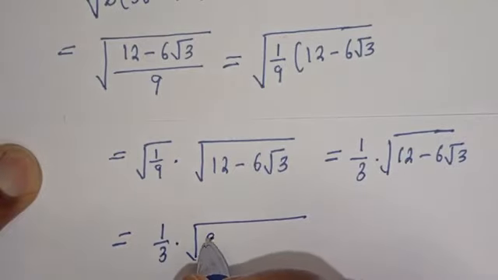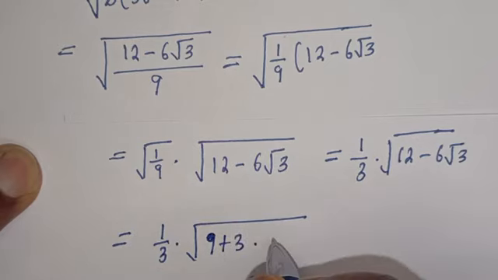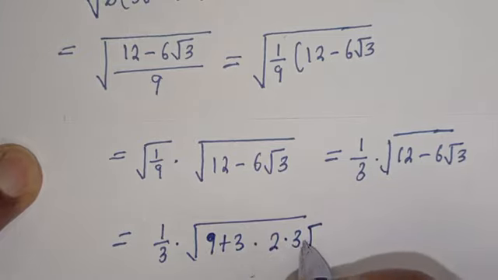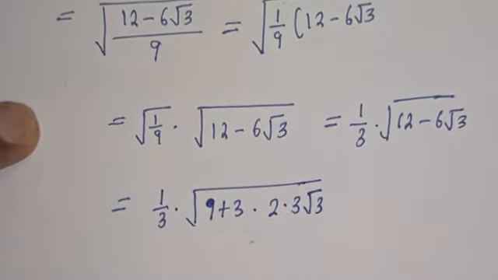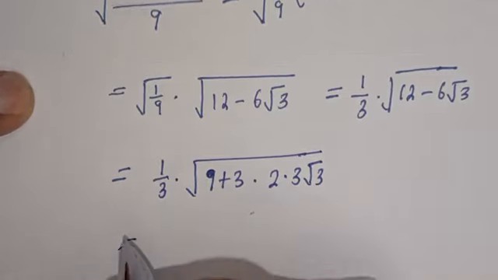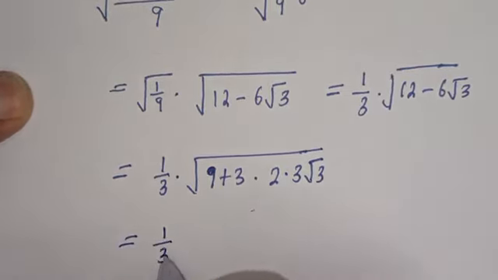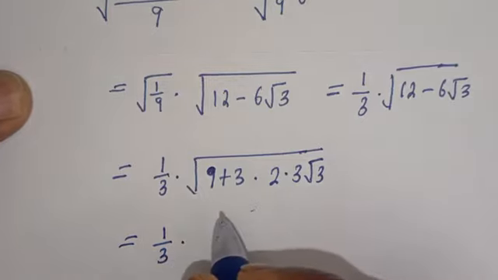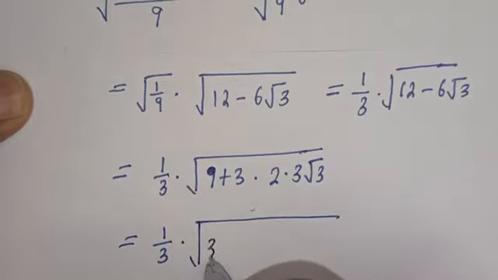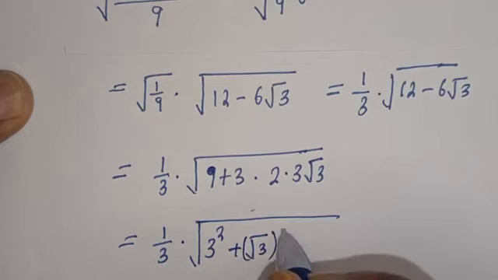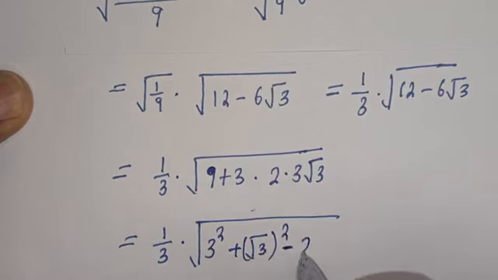Then this is equal to 1 divided by 3 multiplied by the square root of 12 can be written as 9 plus 3, multiplied by 6 can be written as 2 multiplied by 3, then root 3. This is equal to 1 divided by 3 multiplied by 9 can be written as 3 square, then plus this can be written as root 3 all square minus 2 multiplied by 3 root 3.